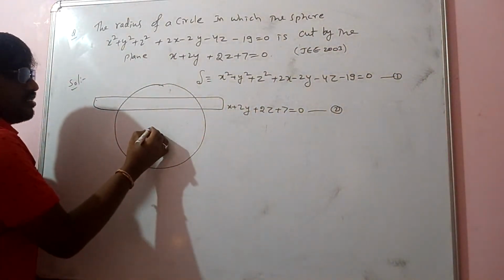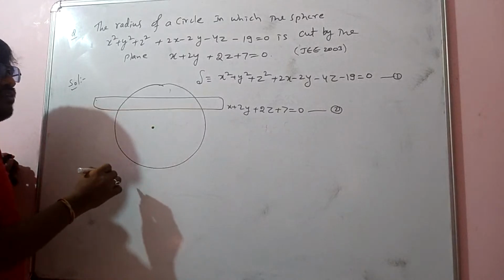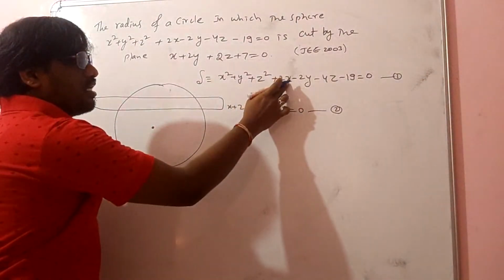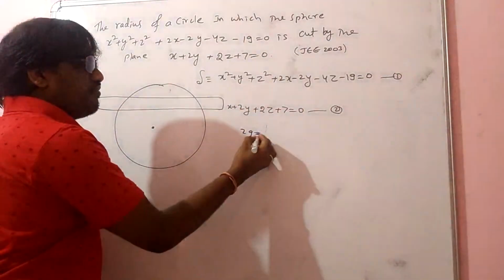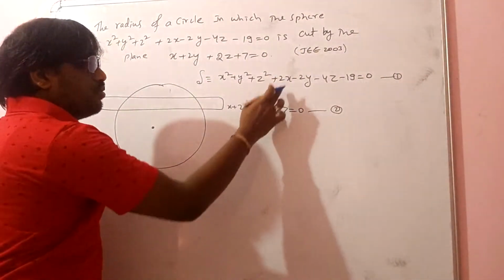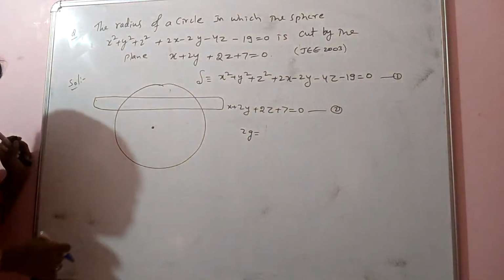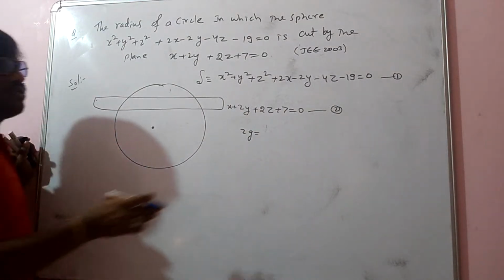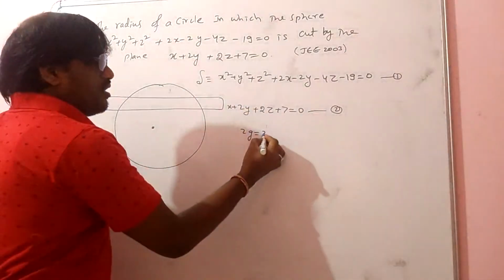And here there is a center of the sphere. You can find the center of the sphere. What is the center of the sphere? If you compare with 2g, I told you the formula: the center is minus g, minus f, minus h. I told you, the 2g is equal to the coefficient of 2x.